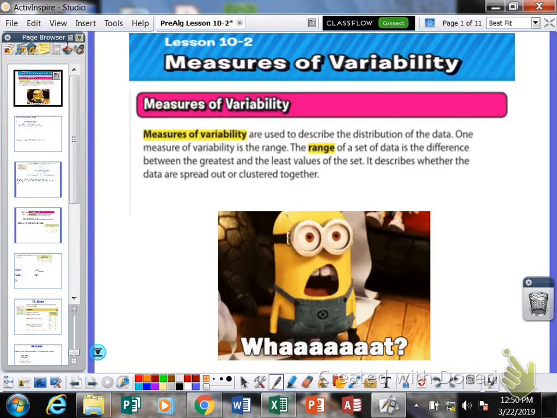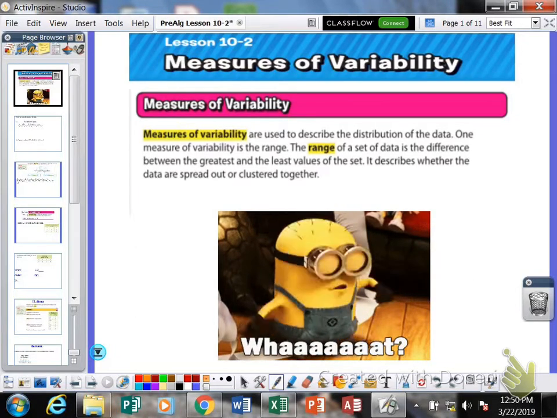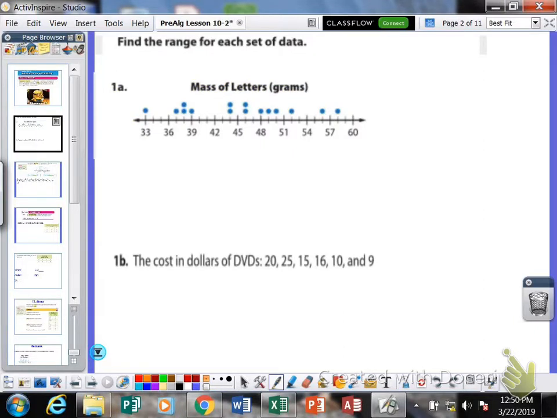Okay, so the range is pretty simple, straightforward. I think you guys will catch on pretty quickly, but we're going to take a look at some examples here and then build on that a little bit. So you want to find the range of each data set. Again, the range is the greatest value minus the smallest value.